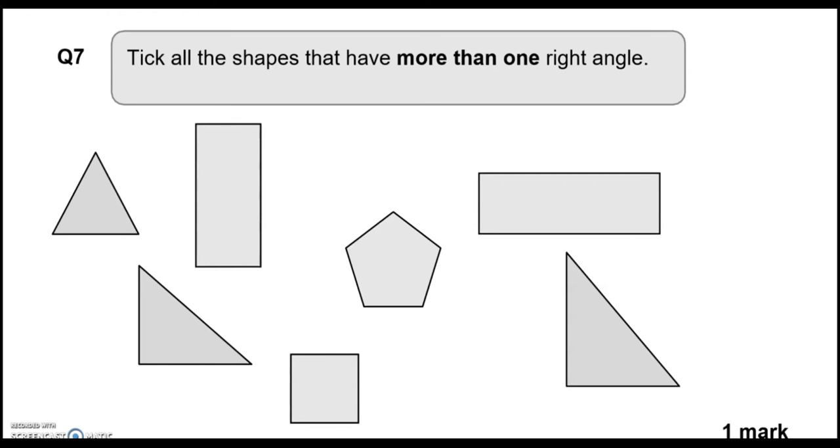Tick all the shapes that have more than one right angle. So this one has more than one, has 4. This one has just one right angle, so I won't tick it. This one has none. This one has none. This one has 4. This one has just 1, and this one has 4 as well.